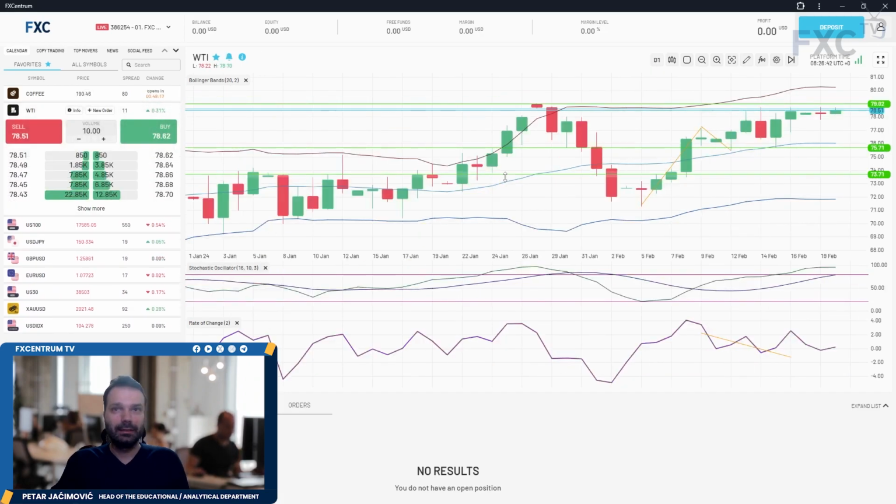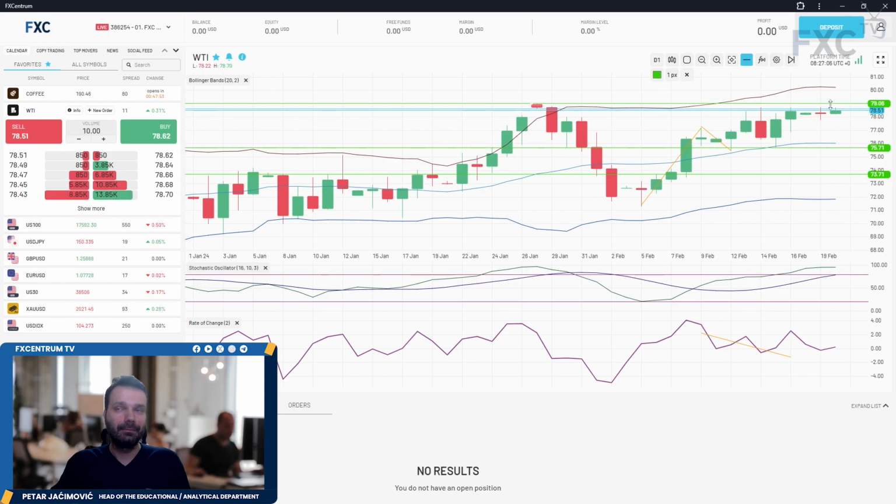Now the next market we will cover is WTI, so crude oil. I think this is probably our favorite pick so far, in the sense that there is a very decent chance for higher prices, and this key level 79 is a crucial pivot level.